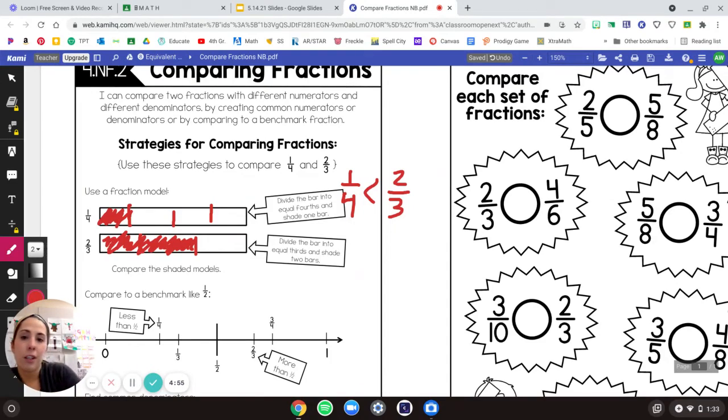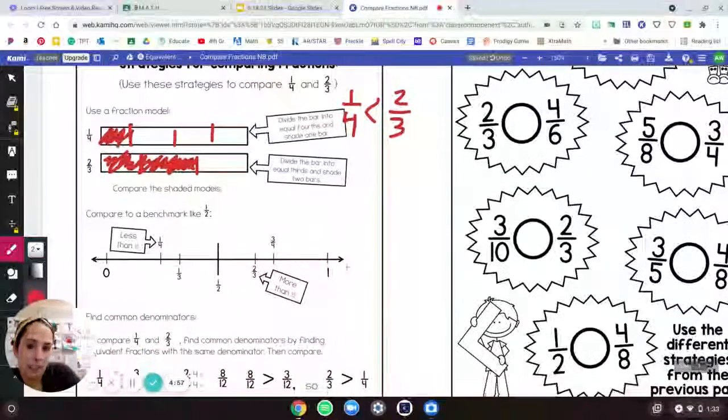I love this next one the best. We can compare it to a benchmark fraction, like thinking about 1/2, because I can find half of a number pretty quickly. So I can think of 1/2 or 1/4. I'm trying to think, 1/2 of 4 isn't 1. 1/2 of 4 would be 2. So I think of 1/4 to 2/4.